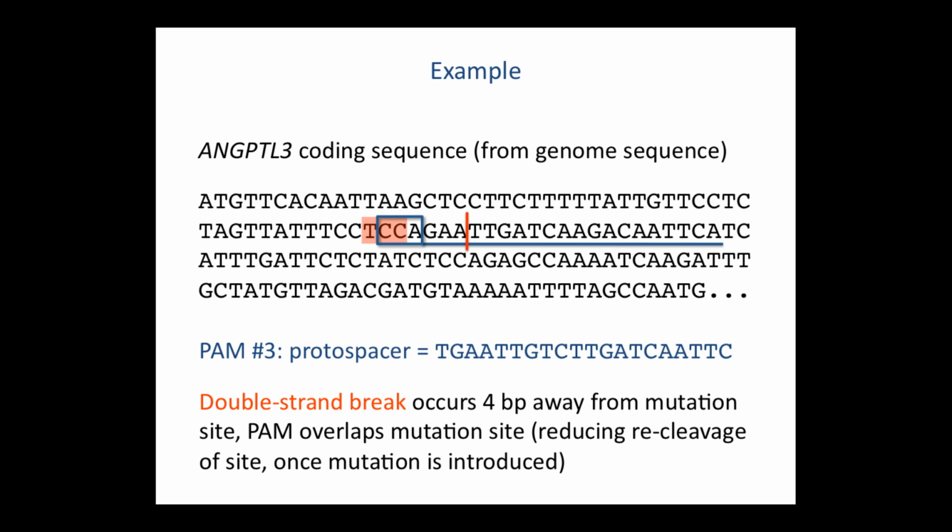Here's the third possible protospacer. The break will occur a little further away than the last one, 4 base pairs away. The protospacer is not GC-rich, which is an advantage. While the protospacer would not be affected by the mutation, the PAM itself would be, and that would essentially eliminate the possibility of re-cleavage, which is an advantage.